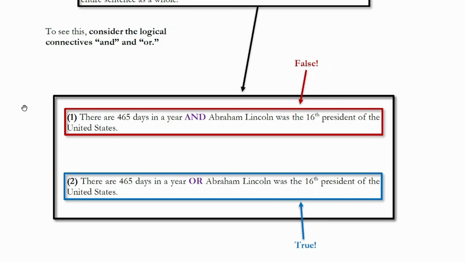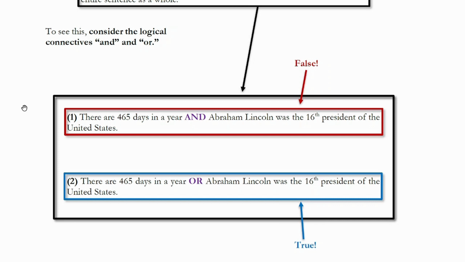Well, why? What is the difference? Well, sentence 1 is saying it is true that there are 465 days in a year, and it's also true that Abraham Lincoln was the 16th President of the United States. But of course, both of those claims aren't true. Only one of them is. So when we use the word "and" we're saying both are true, that entire sentence as a whole is false. And it's false because of the logical connective.